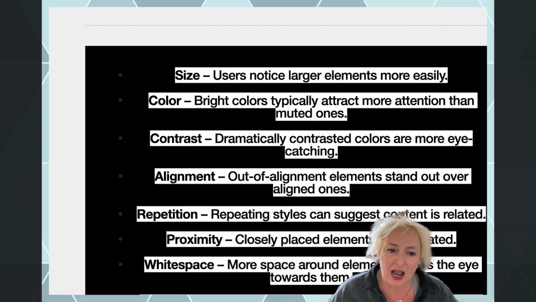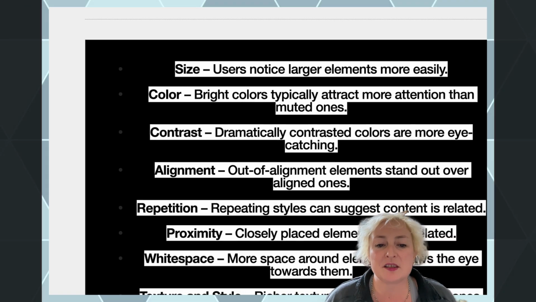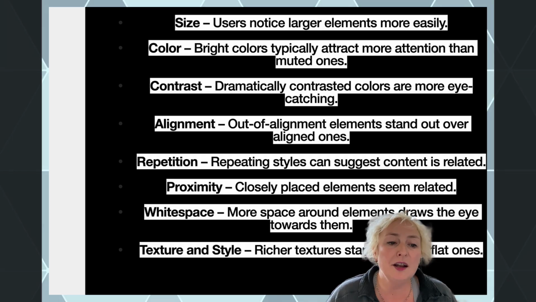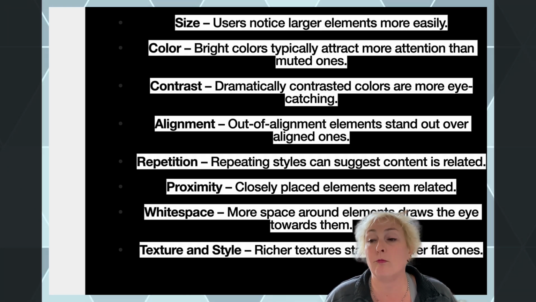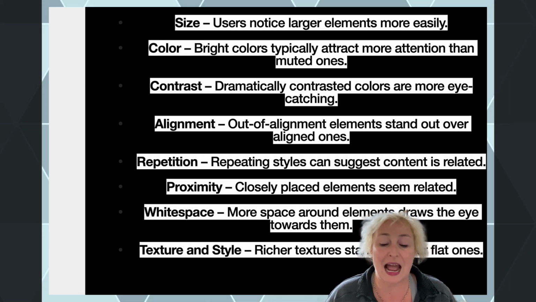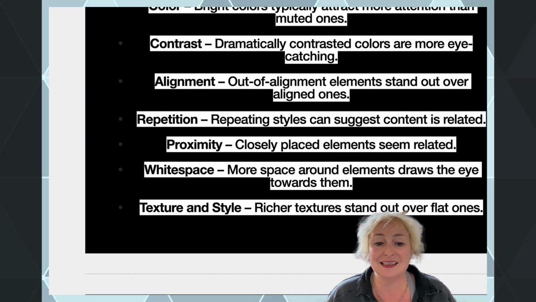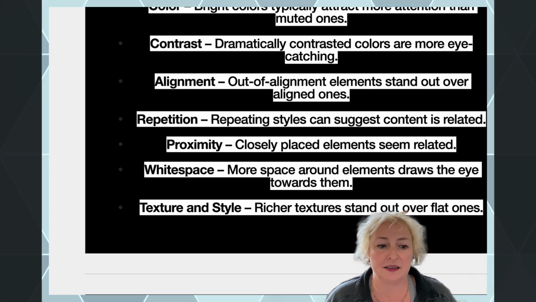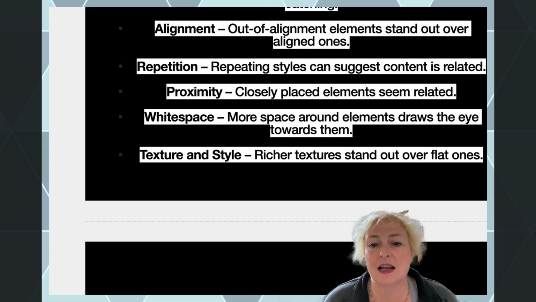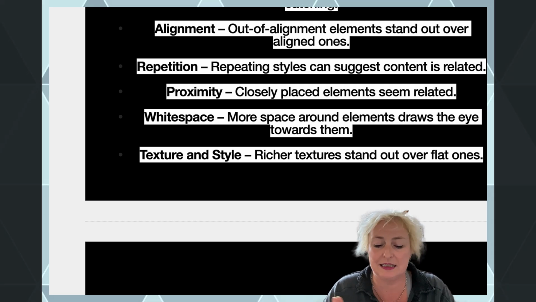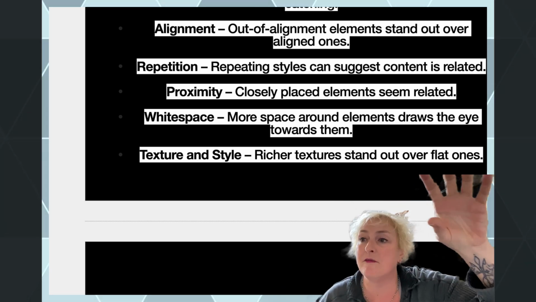So thinking about size, users notice larger elements more easily. Think about color. Bright colors typically attract more attention than muted ones. Contrast, dramatically contrasted colors are more eye-catching. Alignment, out of alignment elements stand out over aligned ones. Repetition, repeating styles can suggest content is related. Proximity, closely placed elements seem related, right? They seem close because they're closely placed and they're the same. They seem like they're almost like in a repetitive movement.